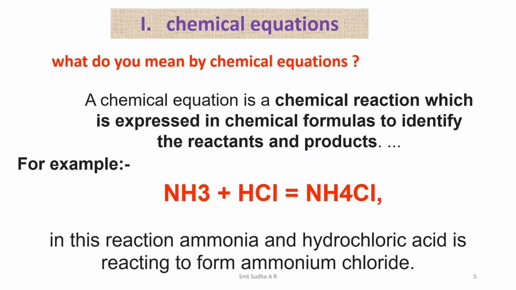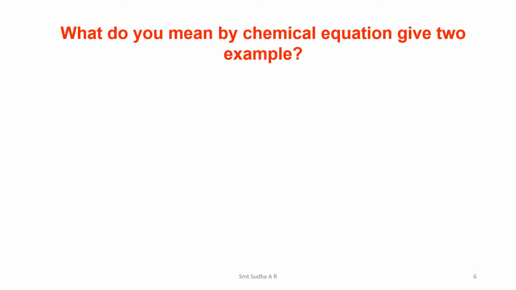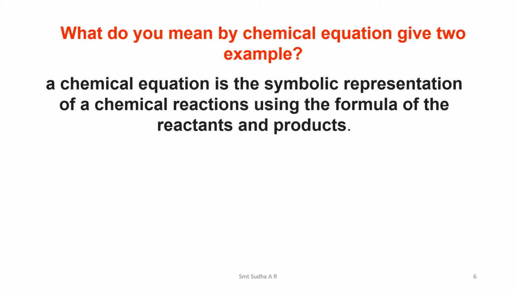In this way, a chemical reaction is represented by using some symbols or words, considering the left side and right side of the equation. That is called the chemical equation. Some other question may be: what do you mean by a chemical equation, give two examples. Then you can write: a chemical equation is a symbolic representation of a chemical reaction using formulas of reactants and products.